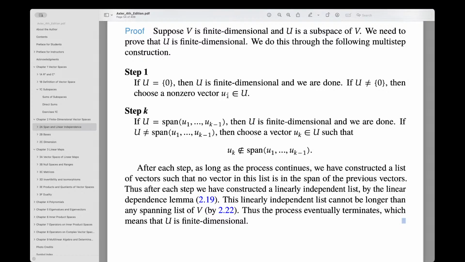All right. Sorry, just a quick question. So the proof for 2.25 is just a repeating step, like a recursion until we find a U_k? Exactly, yes.